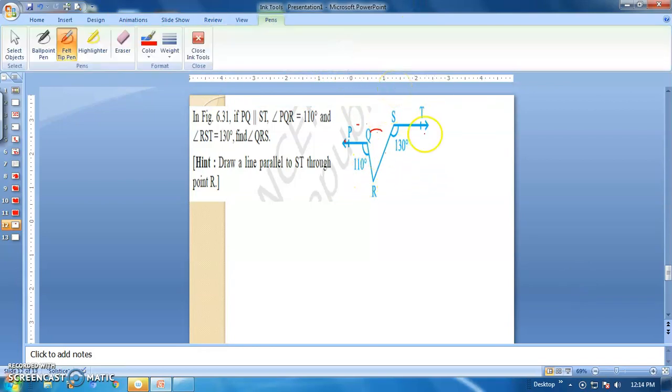Right. So here they are asking to find out this angle only. Okay. And also they are asking to draw a construction, that is, draw a line parallel to ST through R. R is here and ST is here. So they are asking to draw a parallel line through this. Okay, like this. Now let us take this as parallel to ST.